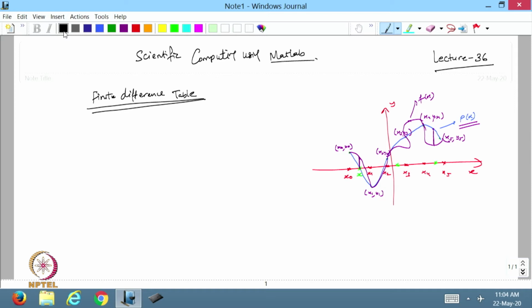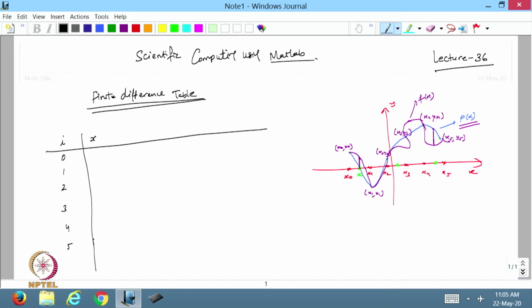So let us make the finite difference table. Suppose this is given to me, so I start with the table. This is my indexing: 0, 1, 2, 3, 4, 5, 6. We have values up to 5, so I will take only up to 5.